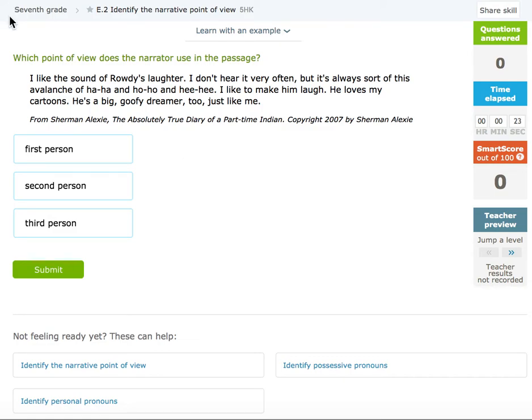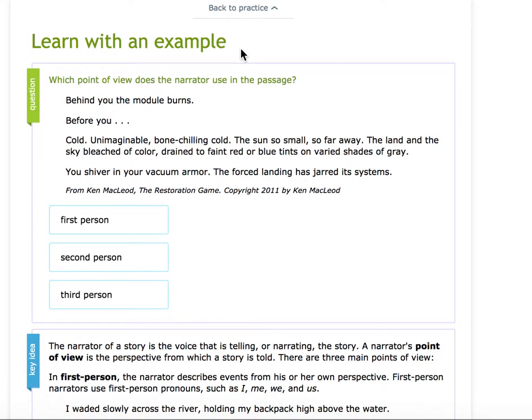Hi Kipsters, today we're looking at 7th grade E2, identify the narrative point of view. So as always, I can click learn with an example to get the key points and an example.